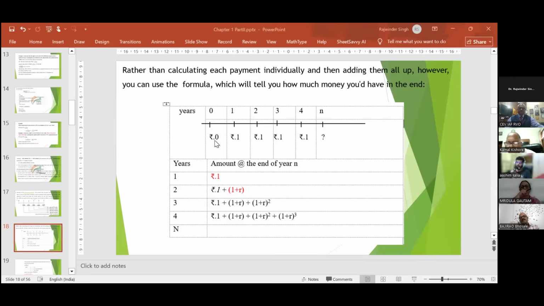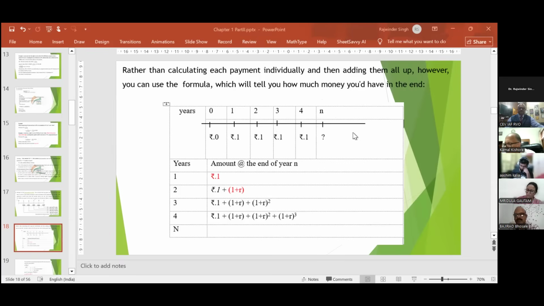Let us suppose you are depositing 1 rupee every year in the bank for n number of years. At the start, at period 0, no rupee is deposited. At the end of first year, you deposit 1 rupee. At the end of second year, you deposit 1 rupee. At the end of third year, you deposit 1 rupee, and so on. Up to n years, you go on depositing 1 rupee in the bank.